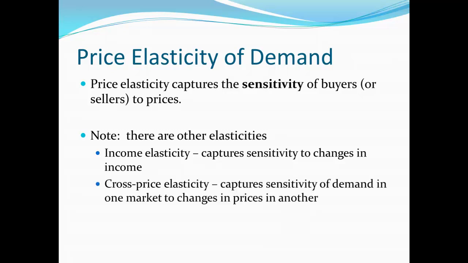There's also something we call cross-price elasticity. That captures the sensitivity of demand in one market to changes in prices in another. So this would be the case where we know that our demand for, say, peanut butter depends on the price of jelly. If the price of jelly goes up, then our demand for peanut butter will tend to contract. So the cross-price elasticity is to capture that.